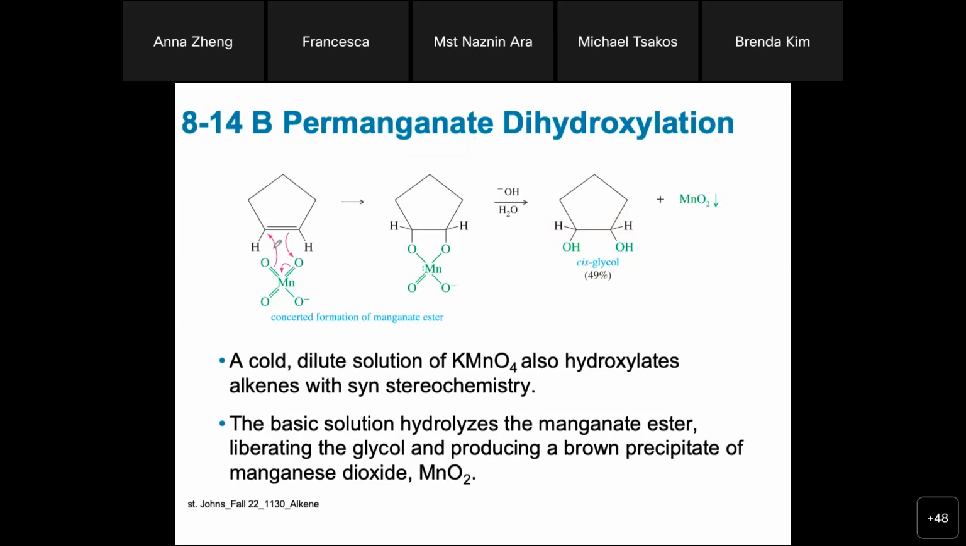So here they do the same thing: the pi bond breaks and they make the intermediate ester, and finally hydrolysis happens, manganese dioxide comes off, and the cis glycol forms. Now, this is a basic solution, which hydrolyzes the manganate ester, and we find the glycol, liberating the manganese dioxide as a brown precipitate.